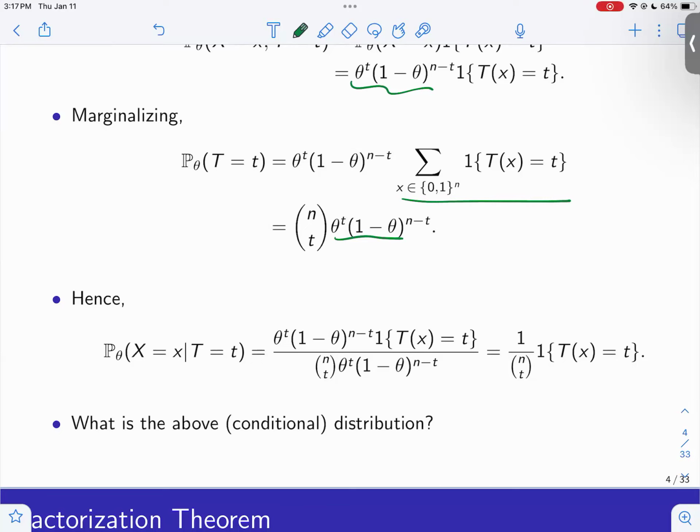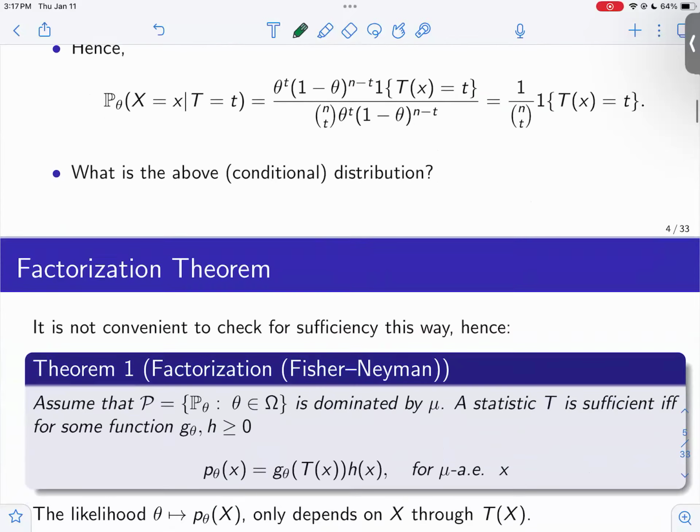For the next time, I encourage you to think about what this distribution is. Can you intuitively say what this is? We'll come back and comment a little bit more, because we're out of time. And if you have questions, we'll go over them and then continue with sufficiency and the factorization theorem.